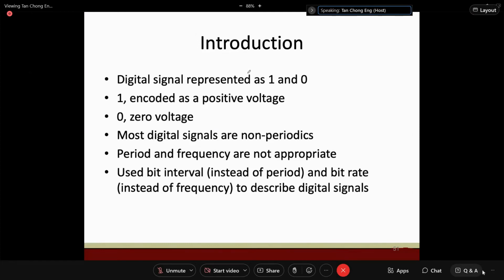So what is 1 and what is 0? Usually when we talk about 1, it is a positive voltage. What is a positive voltage? Usually, for example, plus 5. Positive 5 volt can be regarded as a 1. And then 0 voltage can be regarded as a 0, because there's no voltage as compared to 5 volt here. Right, so this is the basic introduction.